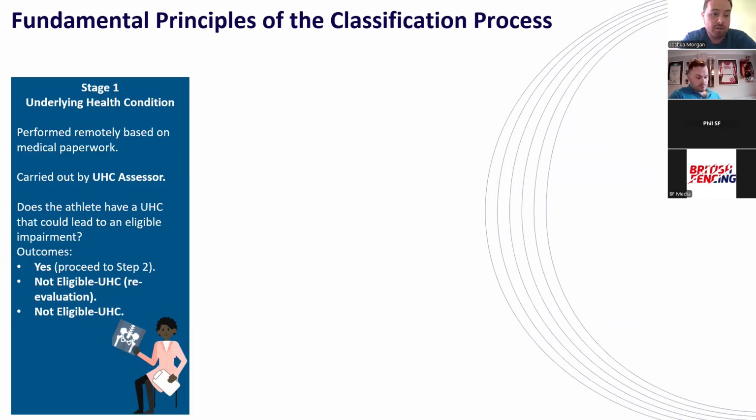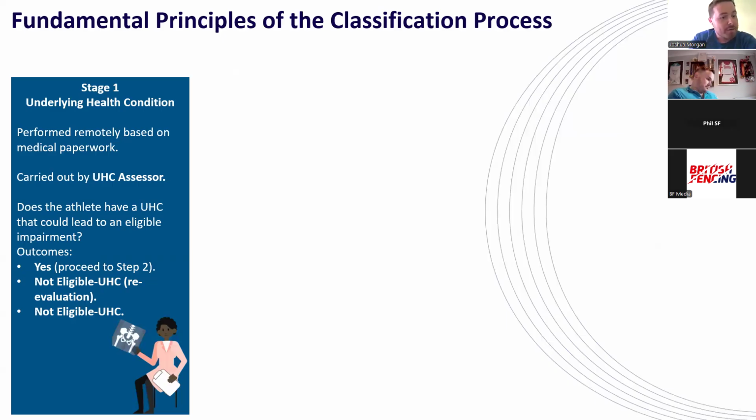and establishes whether the athlete has an underlying health condition or not, essentially. So if the athlete does have an underlying health condition, they would then proceed to step 2, which I'll come on to in a second, but that is an in-person assessment. If they are not deemed to have an underlying health condition that is eligible, they can have a re-evaluation by a different set of UHC assessors, or once that process has gone through, they're just deemed not eligible for Paralympic sport.